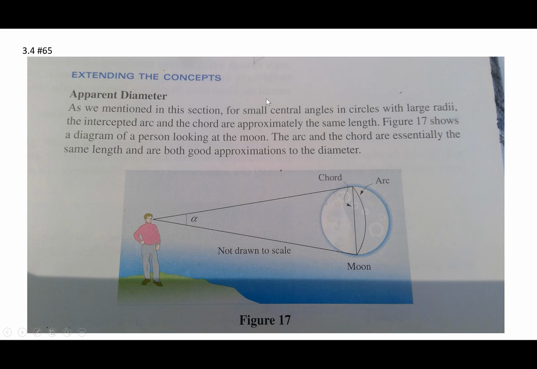But what's really happening here, it says, as we mentioned in this section, for small central angles, circles with large radii, the chord and the arc are essentially the same length, right? Hopefully that's not drawn to scale. So the apparent diameter, the way we say it, is this little guy right here. It's a Greek letter called alpha. You can also use the lowercase a. That would work too. Alright, so we want to know this guy. That's the apparent diameter.